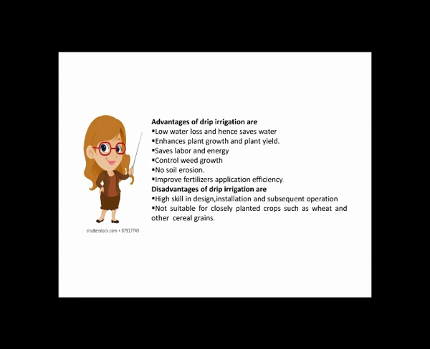It is advantageous as it is a water-efficient method of irrigation and hence there is less water loss and hence saves water. It enhances plant growth and plant yield. This method saves labor and energy. Using this method of irrigation, precious water is available to host plants only and not to unwanted plants like weeds. Hence this method is very useful in controlling weeds in the field. Most importantly, it causes nearly no soil erosion. It is also considered the most efficient method of fertigation as it improves fertilizer application efficiency.